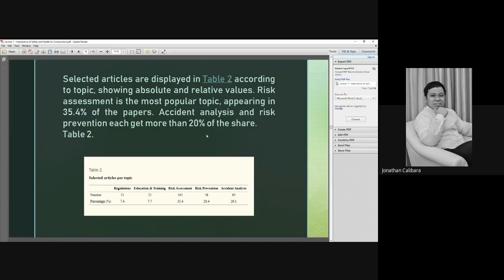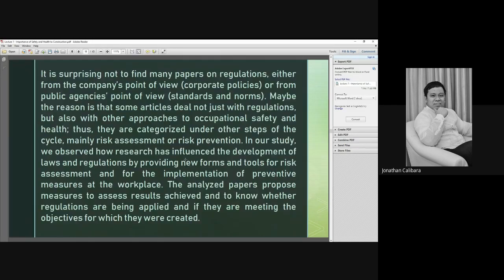Good for me also to have this one, because I already have an idea for my future plans. Okay, for our next slide, it is surprising not to find many people. This gives me an idea about how we're going to have a research like this.